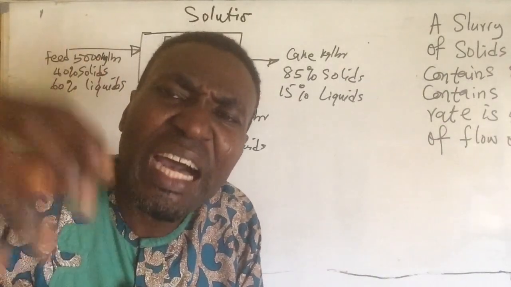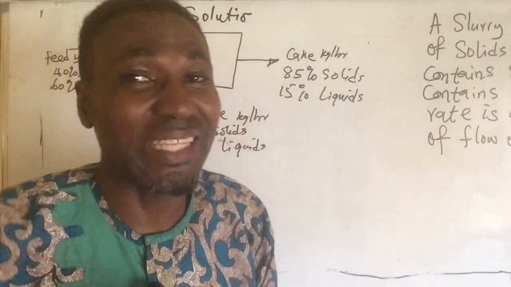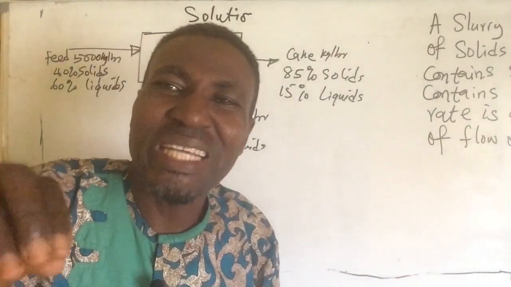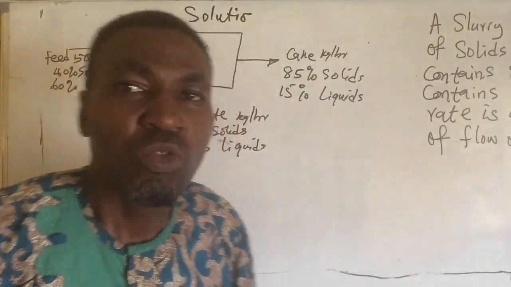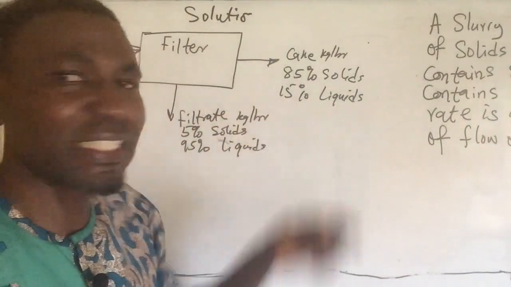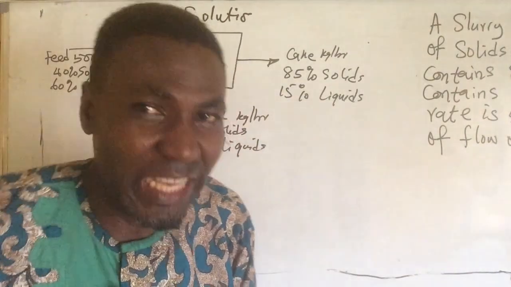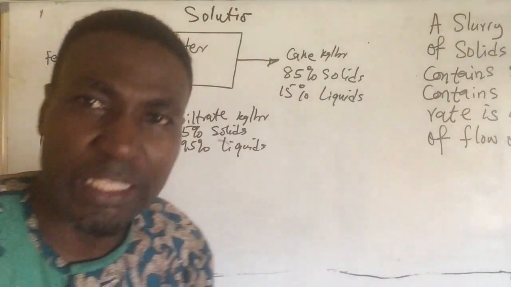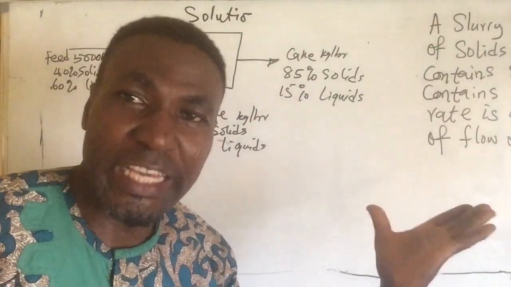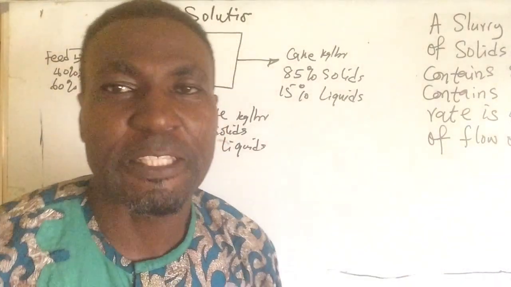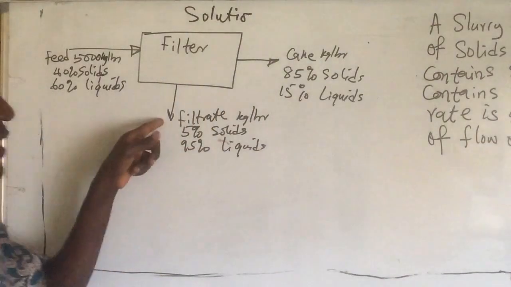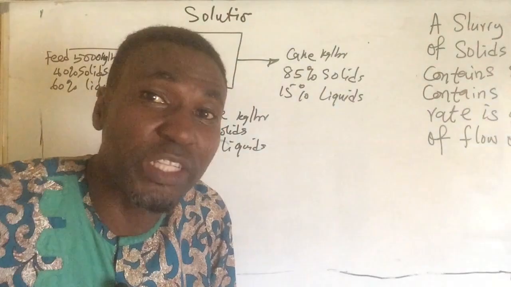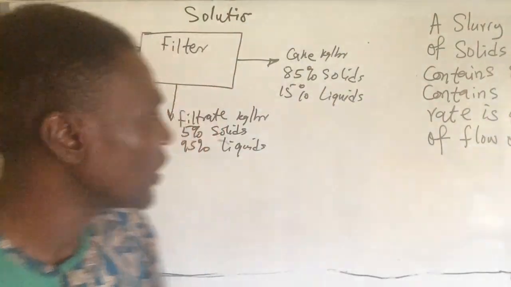So it means it now has more solid than water, because you have filtered the water out. So it now contains 85% solid, which means 15% liquid is remaining there. You don't need anybody to tell you that the liquid remaining is 15%, since the cake is 85% solid.